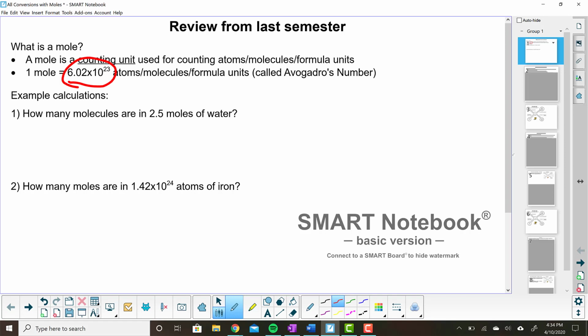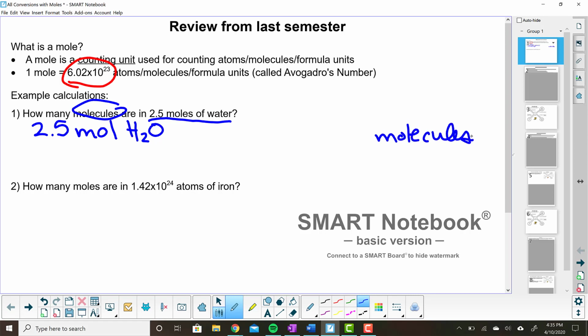So let's start with number one. It says, how many molecules are in 2.5 moles of water? So we always start with what we're given. So in this example, we are given 2.5 moles of water. We write that as 2.5 moles of water, H2O, and we are going to convert to molecules. So I'm going to write that on the right-hand side of my screen.